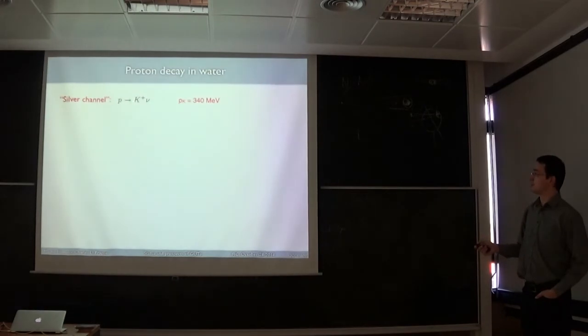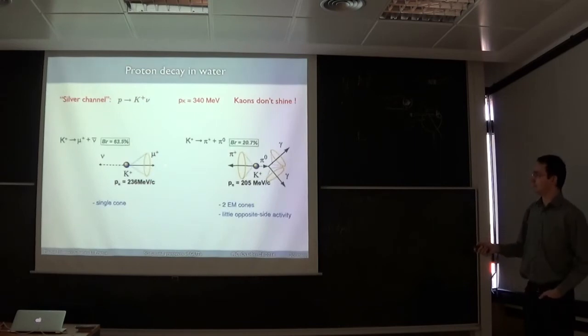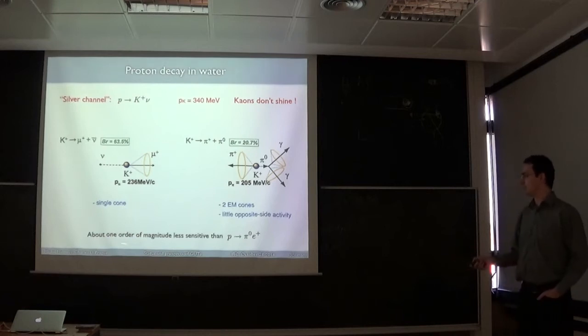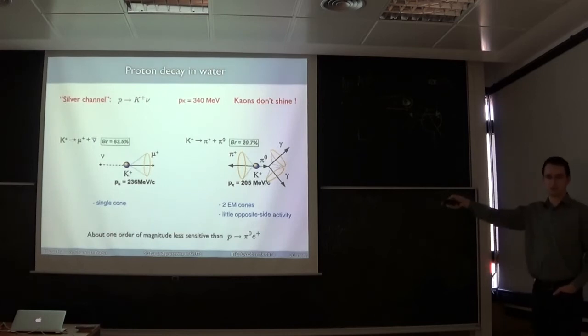There's a silver channel which corresponds to the decay into kaons. Unfortunately, unlike the e plus in the golden channel, kaons do not shine, because they are not very relativistic, as the mass of the kaon is about 490 MeV. So there you have to look for the secondaries, and either you look into this or this channel. In both cases, the signal is not so clear and not so pronounced as in the golden channel. So usually the sensitivity in these kaonic channels is like an order of magnitude worse than in the golden channel. And of course, there are a lot of other channels that one should think about, but I don't have time for it.